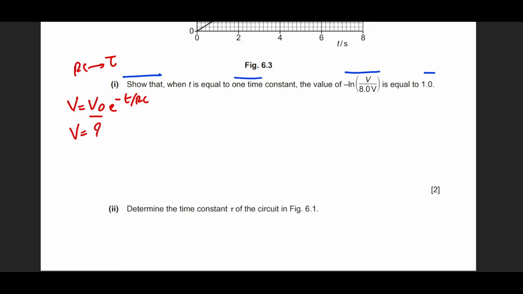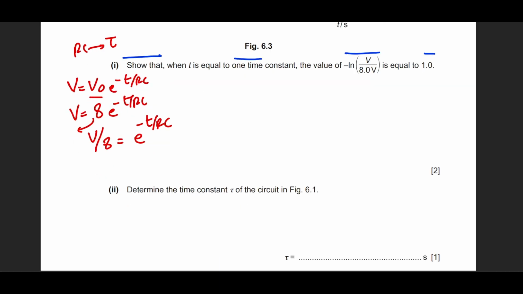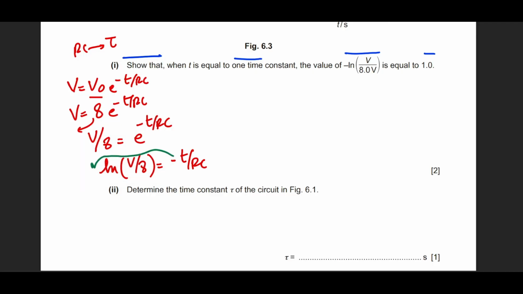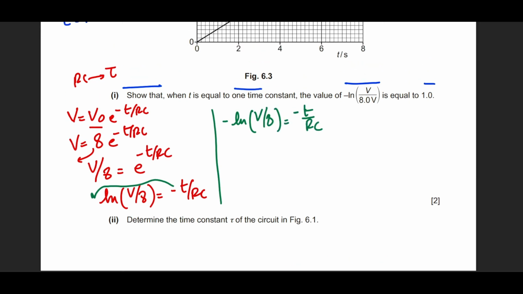So V is equal to 8 e raised to power minus t by RC. Let's take this over there. So this becomes V divided by 8 equals e raised to power minus t by RC. Let's take natural log on both sides. So this becomes ln of V divided by 8 equals negative t by RC. This negative goes to the other side and this becomes negative ln V divided by 8 equals t by RC. Now it says that when t becomes equal to the time constant, this RC is a time constant, sorry, this is not going to be negative. So this is t divided by tau.